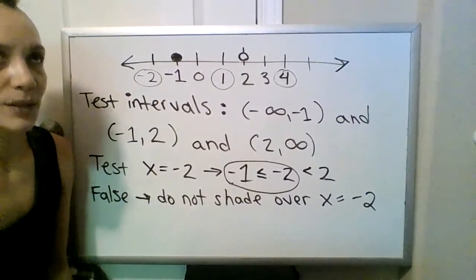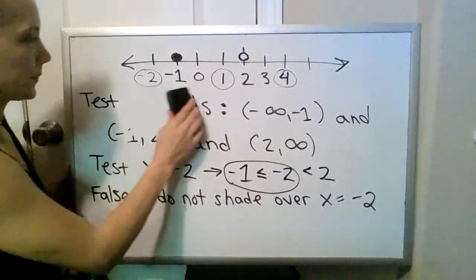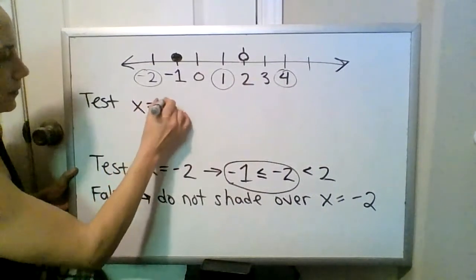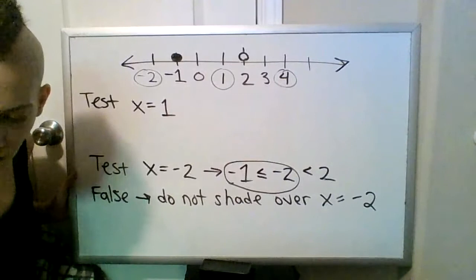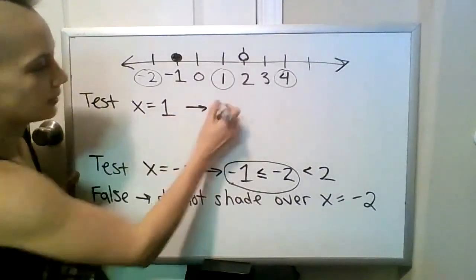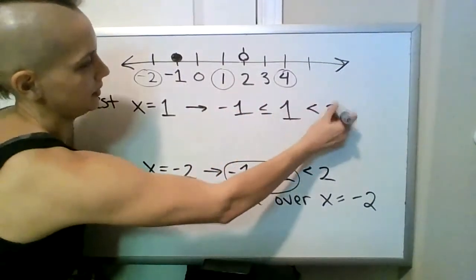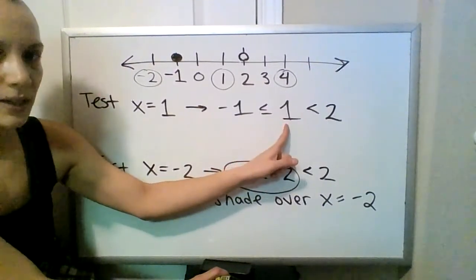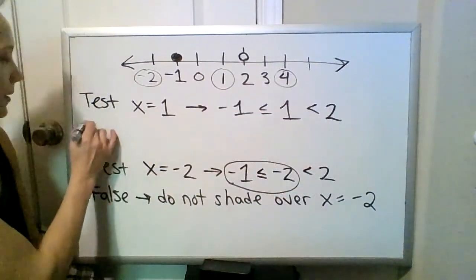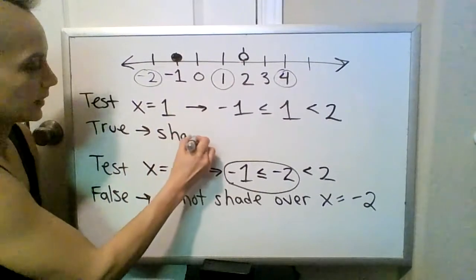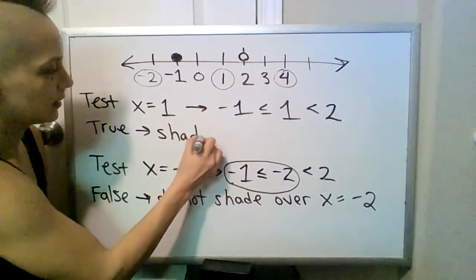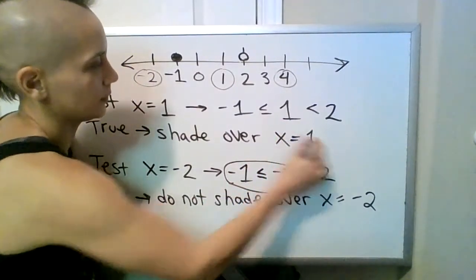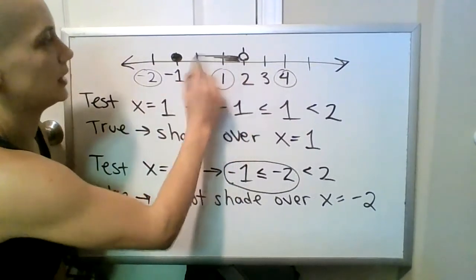Next point I picked is x equals 1. Putting that back into the instructions from the set. We have -1 less than or equal to 1. So let's check this. -1 is less than or equal to 1. And 1 is less than 2. So this is true. So we're going to shade over that test point, and over to the side, and over to that side.